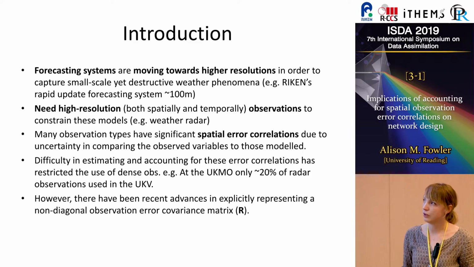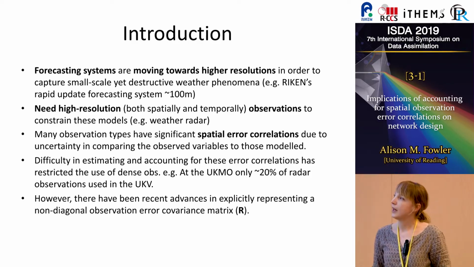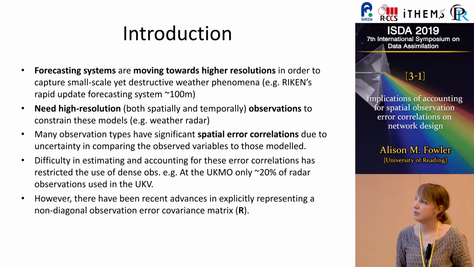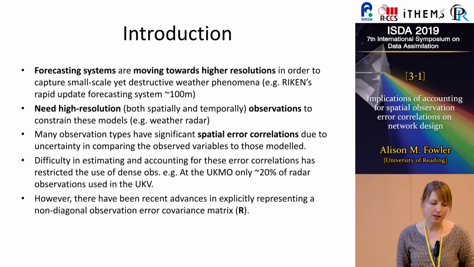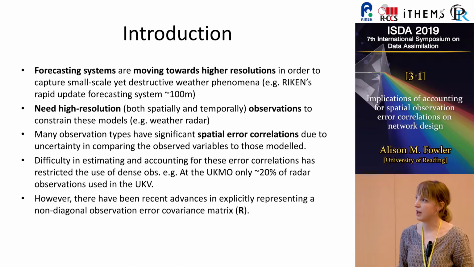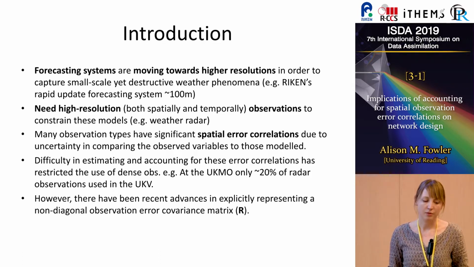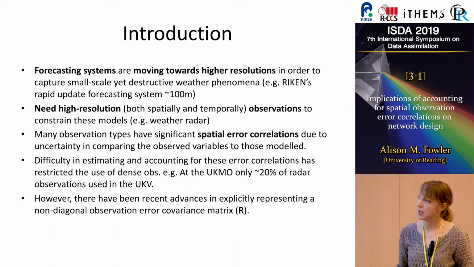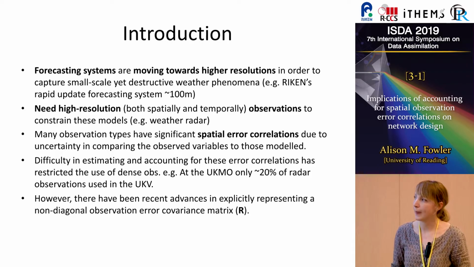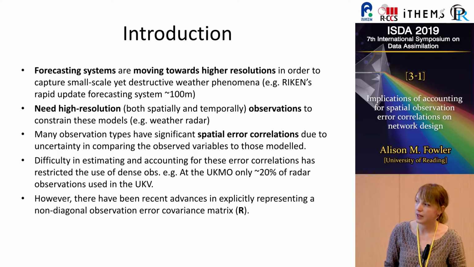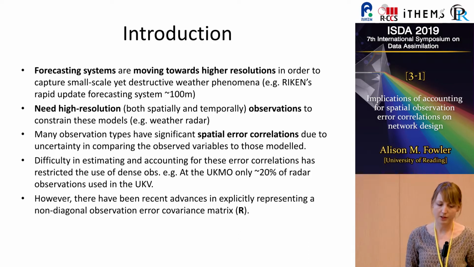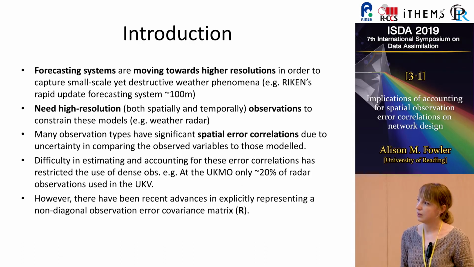In order to constrain these high-resolution models, we also need high-resolution observations, via data assimilation. But the problem is that many of these observation types have significant error correlations. This has typically restricted the use of very dense observations that can resolve the same scales of the model within the data assimilation. But more recently, there have been advancements in terms of explicitly representing and using a non-diagonal observation error covariance matrix within data assimilation.